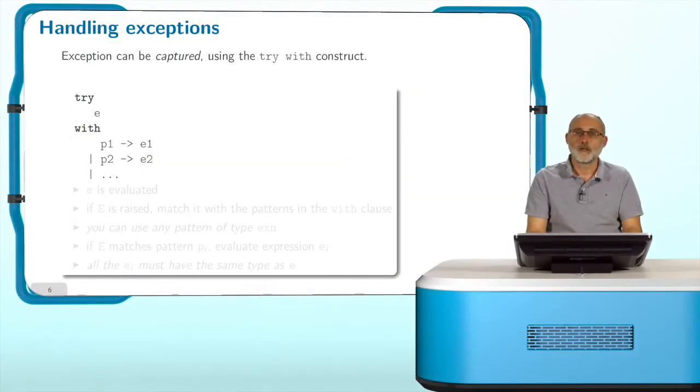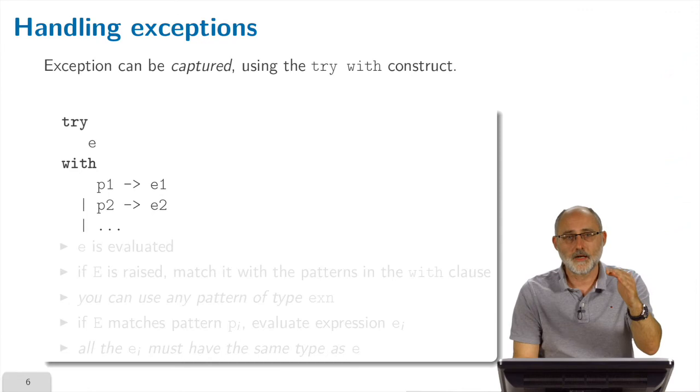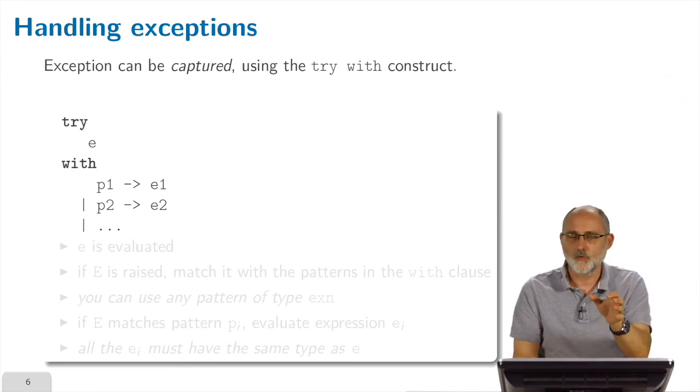Well, it's very interesting to be able to raise exceptions, but it is also fundamental to be able to capture them and do something with them in case you want to handle an exceptional situation. This is done in the OCaml programming language with a try with construct. Here we have an example of the syntax. So basically we write try, then any expression you want, then with, and then you have a pattern matching.